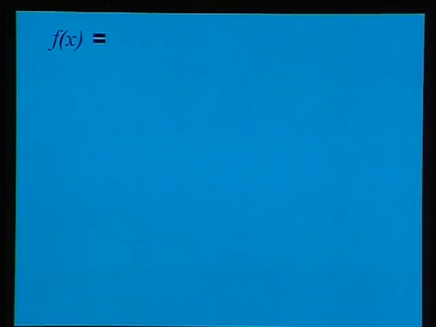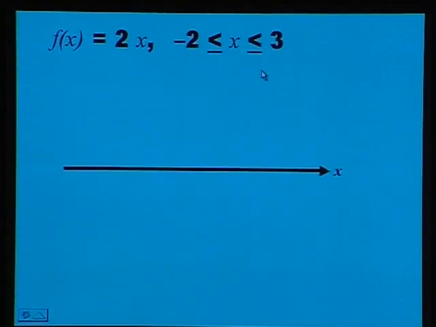It is very common to associate functions with graphs. So let's take an example. f(x) is equal to 2x, and x is a real number from -2 to 3. That is, the domain is from -2 to 3. Let's draw the graph of the function.